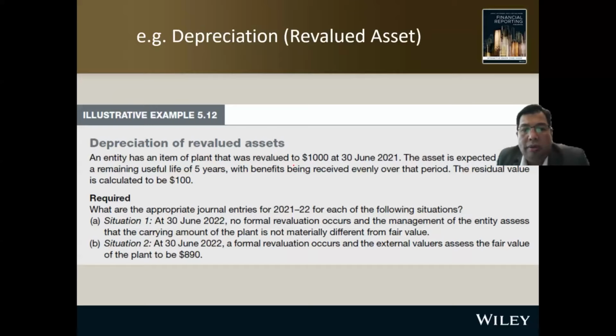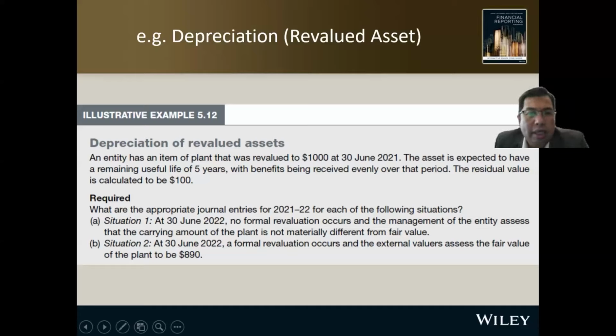So when we discuss depreciation of revalued assets, when the value of the asset increases, what will happen to the depreciation for that year? Certainly, the depreciation will also increase.